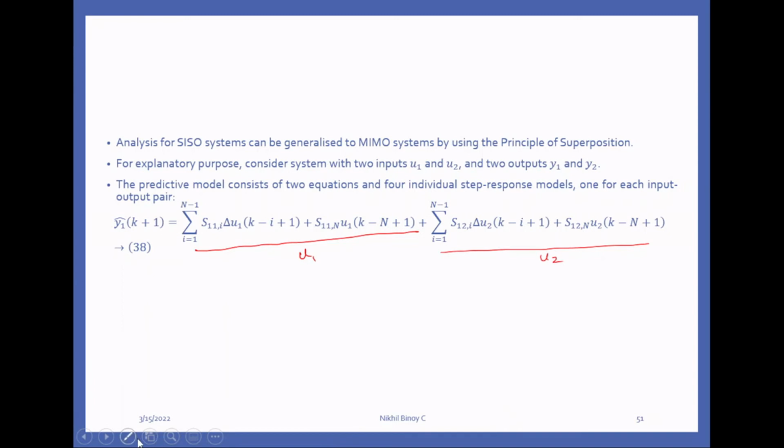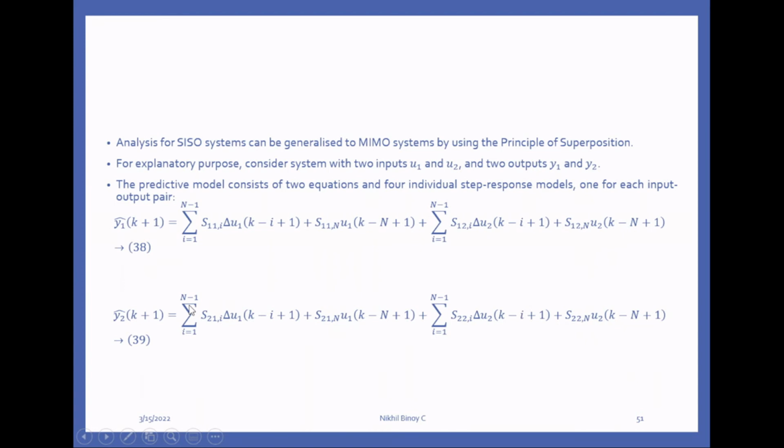Okay. Similarly, we can write the second output, y2 cap of k plus 1, equal to sigma i equal to 1 to n minus 1 S_21,i delta U1 of k minus i plus 1 plus S_21,n U1 of k minus n plus 1 plus sigma i equal to 1 to n minus 1 S_22,i delta U2 of k minus i plus 1 plus S_22,n U2 of k minus n plus 1. So equation numbers 38 and 39 are the one step ahead predictions of y1 and y2 respectively.